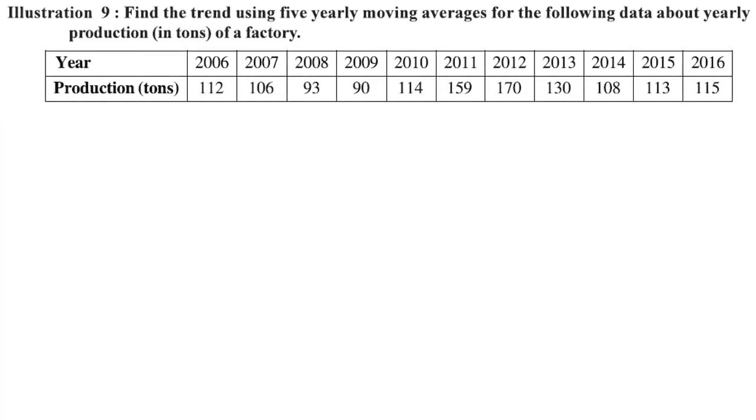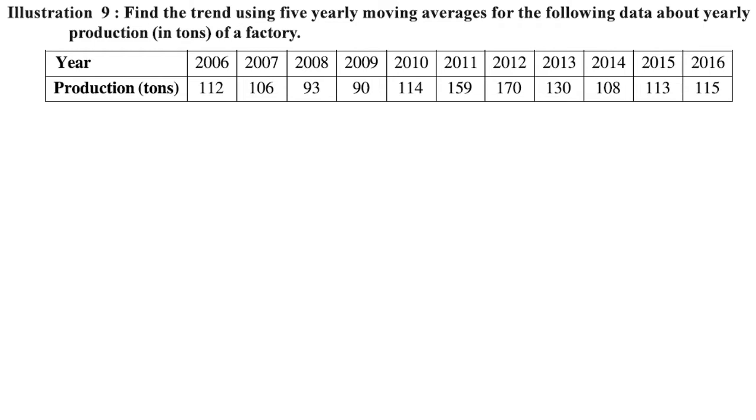Illustration 9. Find the trend using 5 yearly moving averages. Okay, in your syllabus 3, 4 and 5 are the oscillation periods included. That means you will either be asked for 3 weekly, monthly, yearly, doesn't matter, but 3 period, 4 period and 5 periods. Right now illustration 9 contains the 5 yearly moving averages for the following data about yearly production in tons of a factory.